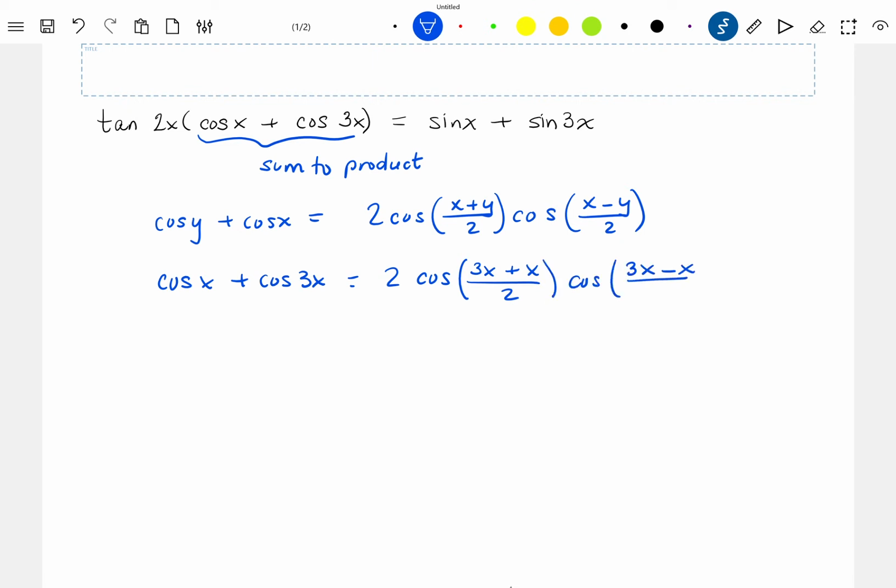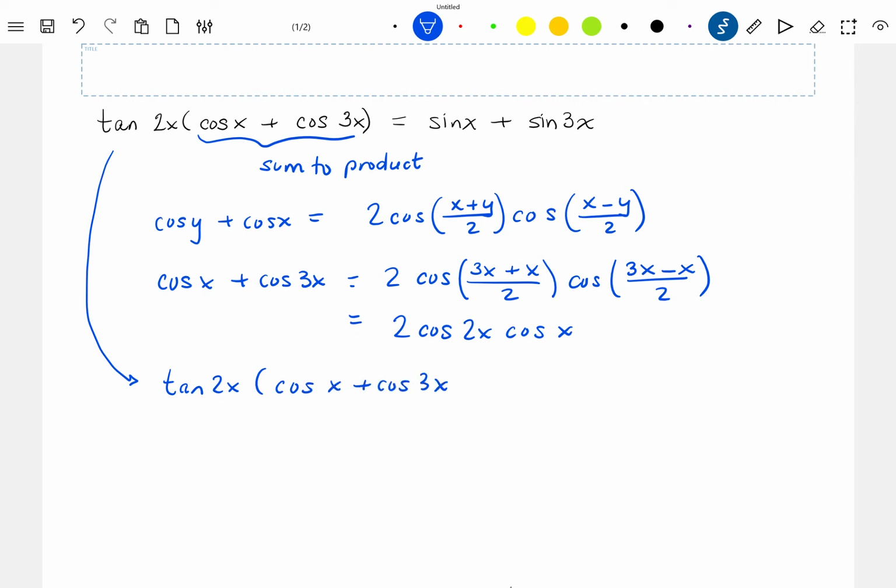So here we have that. And if we simplify that, we have 2 cosine 2x cosine x. Because 3x plus x is 4x, divided by 2 is 2x. 3x minus x is 2x, divided by 2 is x. So that means that I can replace that item in parentheses with the product that we found. So you have tangent of 2x times cosine x plus cosine 3x. That's not what I meant to write. So we have tangent 2x times 2 cosine 2x cosine x.